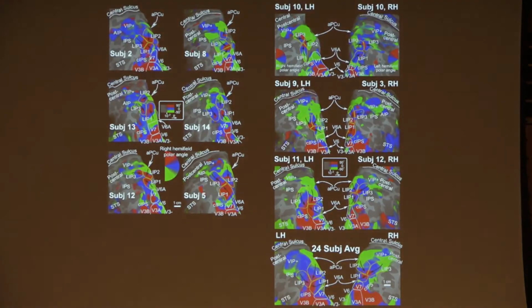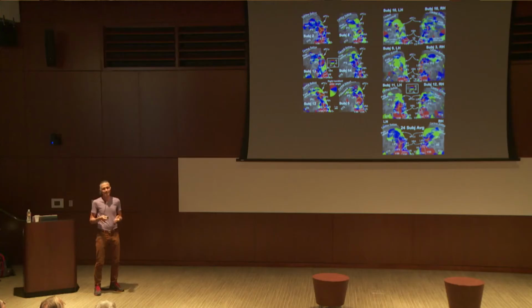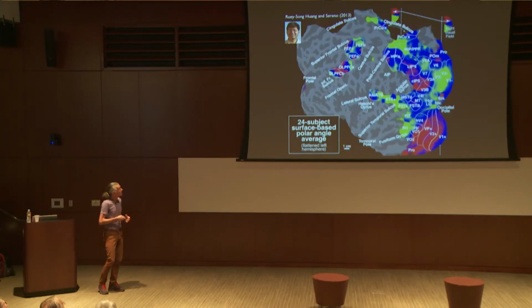Now, this is some work done by Rui-Song Wang, looking at multiple different subjects. And you can see there's a lot of variability here. And that sort of disturbs a lot of people in the human literature, that maybe everybody doesn't have the same number of visual areas. But that's probably the way it is. There's quite a bit of variability, as we would have expected from the animal studies.